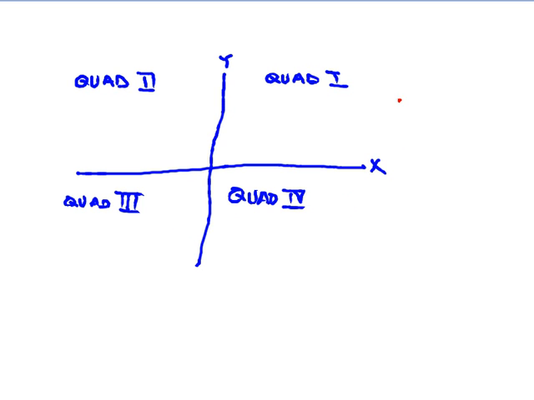Okay, now a point, or rectangular coordinate, is given as two numbers separated by a comma. The first number is always the x-coordinate. It would be along this axis. The second number is the y, and it would be along this axis. So let's take a look at a couple of numbers and plot some rectangular coordinates.